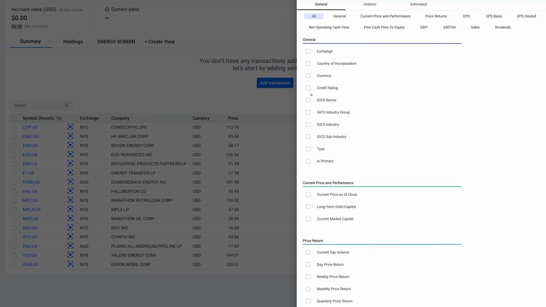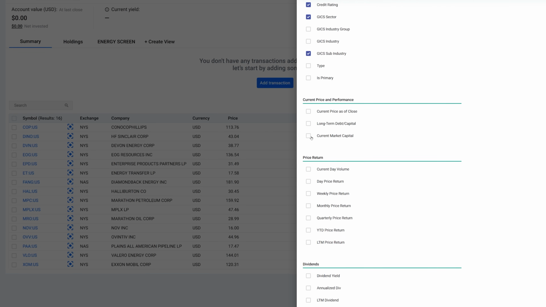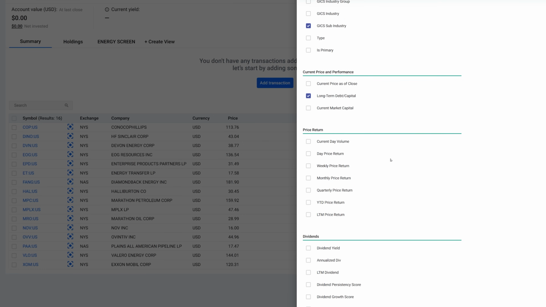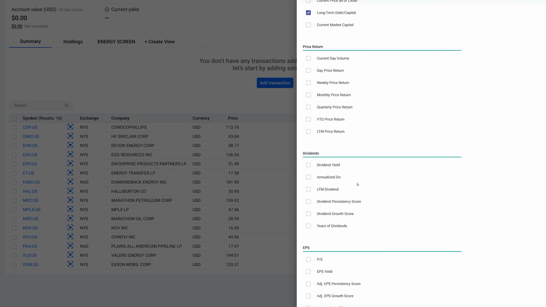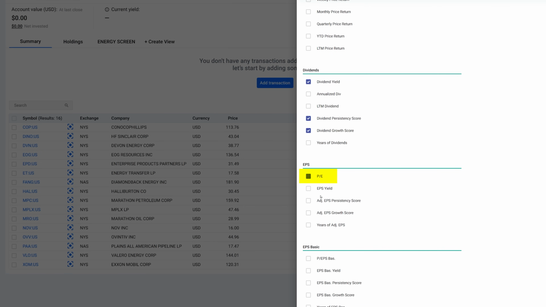All right, I'm going to do credit rating. Of course, the sector we know is energy, but I'm going to go ahead and click and I'm going to do subsector as well, so I can get a little more granular. I might want to see what kind of debt they have, so I'll look at long-term debt. I'm not too concerned about price return here, but I do want to see what the dividend yield is, and I want to see what the dividend persistency and the dividend growth is. Again, I want to see what the PE is and what the earnings yield is.